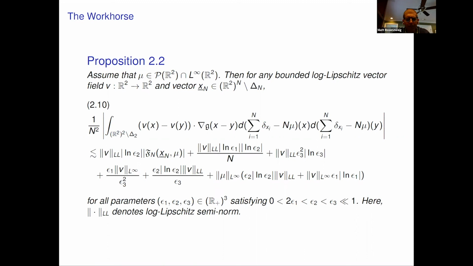The idea, though, here is that we have some bounded log Lipschitz vector field and some measure mu, which has an L-infinity density. And this quantity is like we had before, just written slightly differently. You can ignore everything except this first term right here. I think this is what's important.